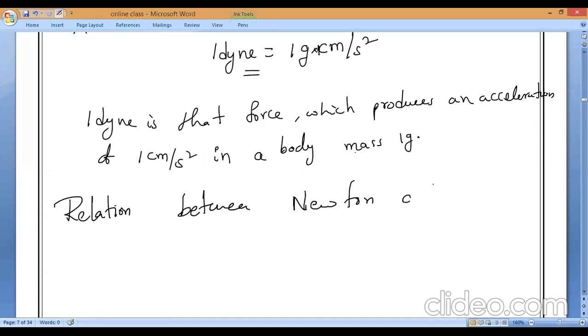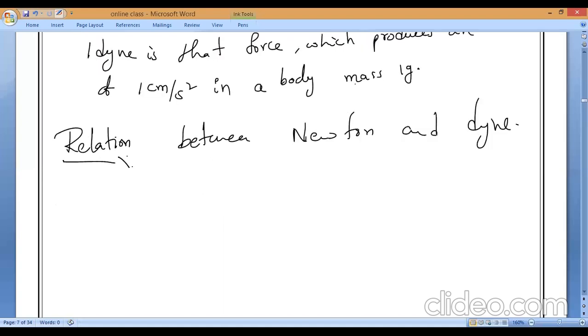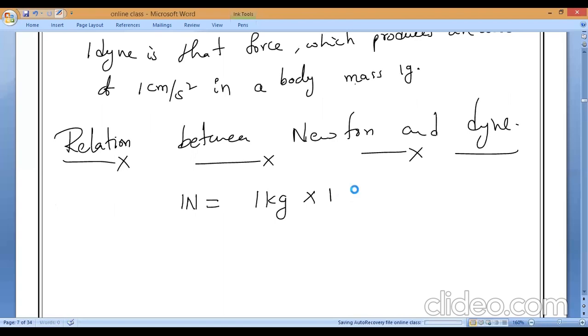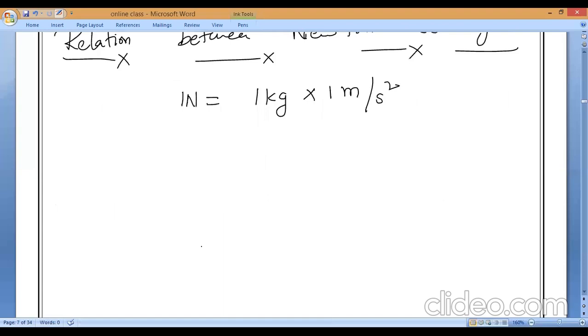Shall we start now? So we already know that 1 Newton is equal to how much? Anybody tell me the formula? 1 Newton is equal to 1 kilogram into 1 meter per second square. That's all. If you know this, then we can find the relation between Newton and dyne. Now, 1 kilogram is equal to how many grams? 1000 grams.